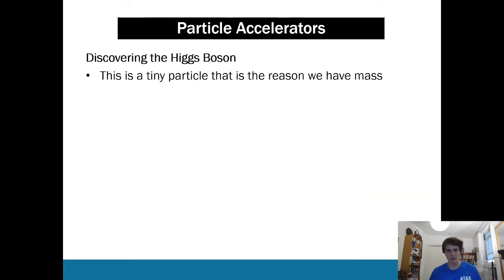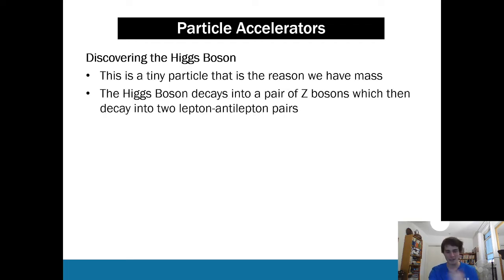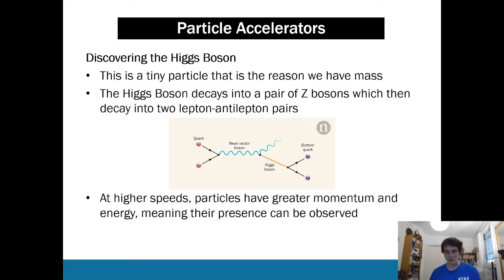Okay, discovering different particles. The really interesting one I would say is the Higgs boson. It's a tiny particle. It was found back in 2012. We think it's kind of the reason we have mass, and if you're interested, you can look into that a whole lot further. Particle physics is fascinating and also way too big brain for me. It scares me. The Higgs boson then decays into two Z bosons, etc., etc. Looks like that. It's all good times.